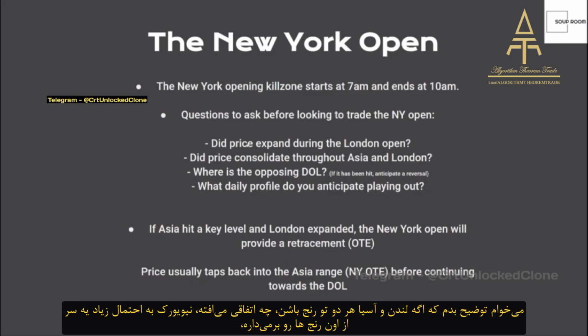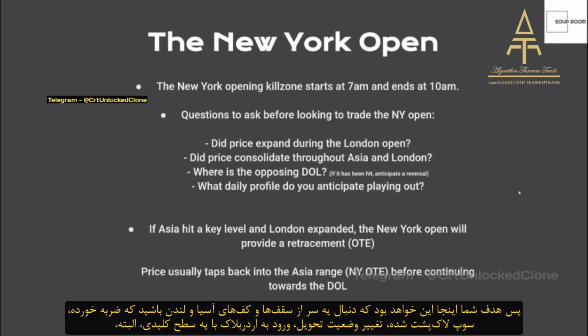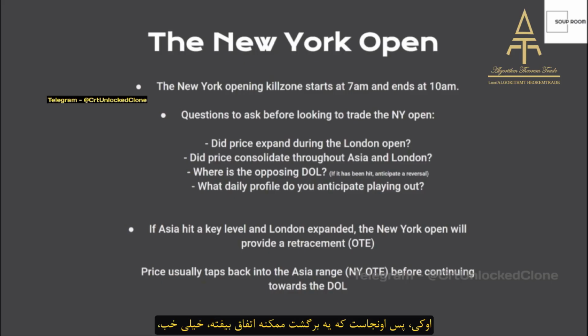I want to explain what happens if London and Asia were both ranging. New York will likely take out one end of those ranges. So your goal here would be to look for one end of the Asia and London highs and lows to be hit, turtle souped, change in state of delivery, order block entry, with a key level, of course. That's where a reversal might occur.